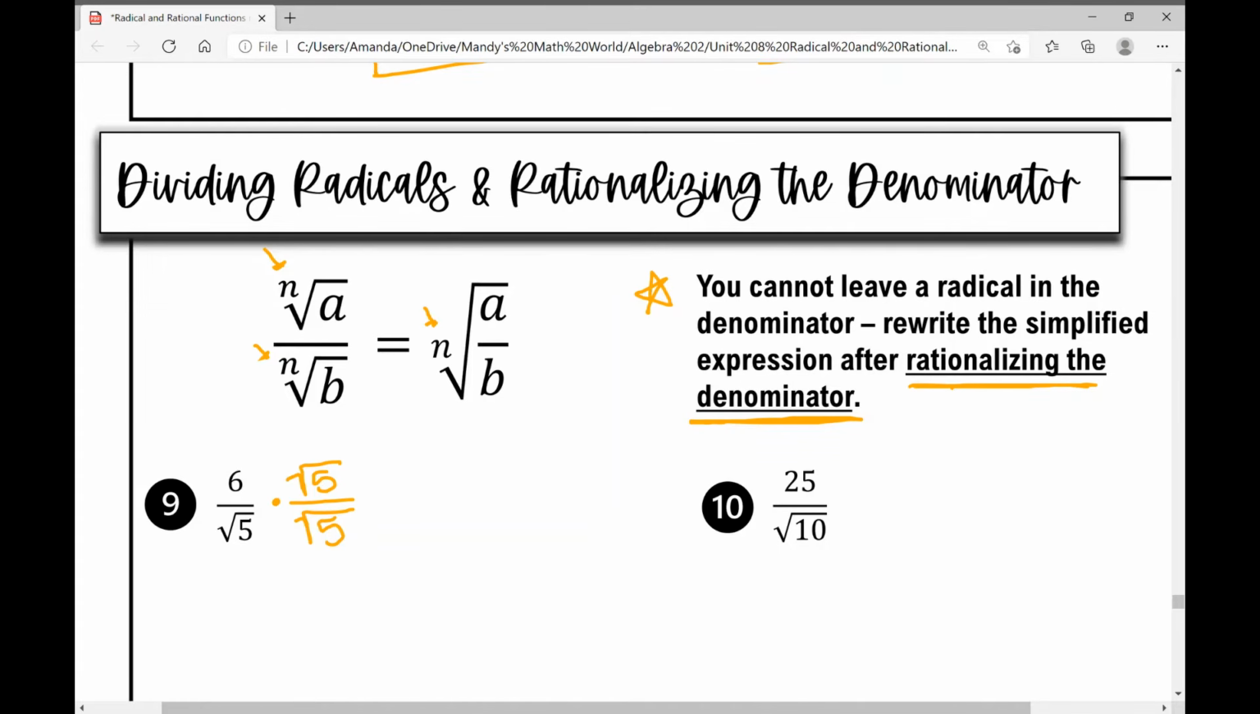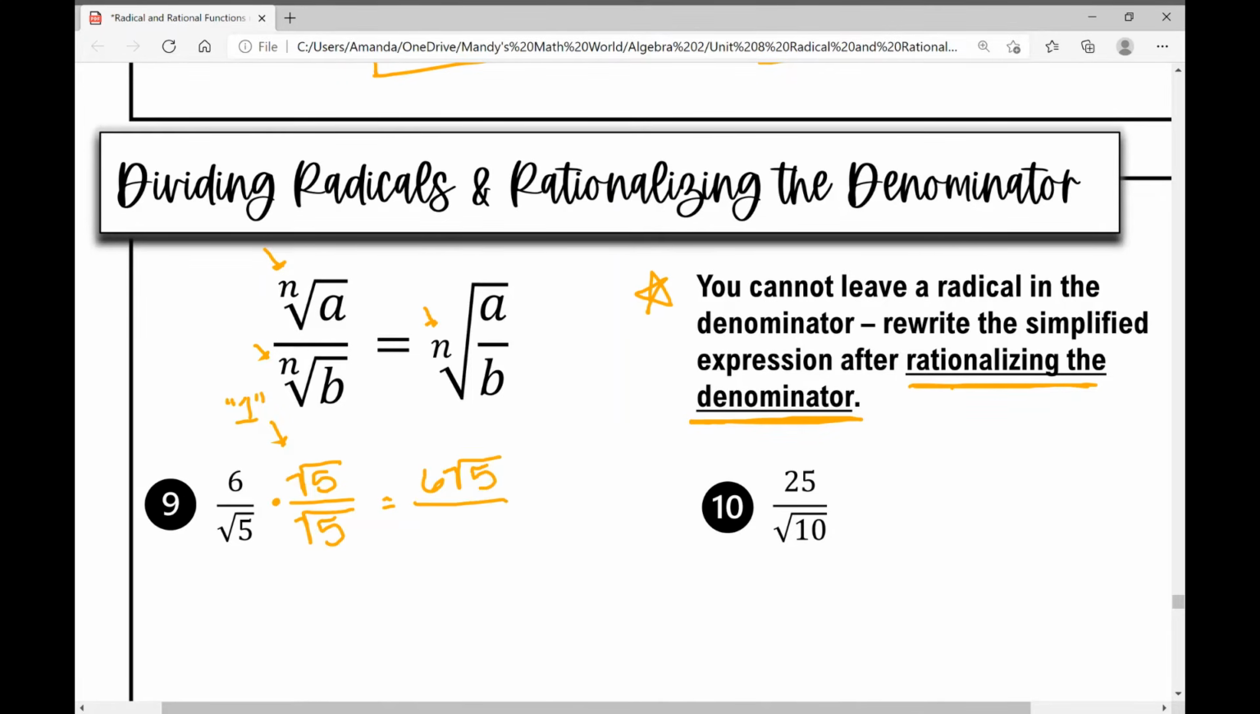Well, for one thing, I'm not changing the value of 6 divided by the square root of 5, because what am I really multiplying that fraction by? Anything divided by itself is just 1, right? So I'm just multiplying it by 1. But let's see what I get when I multiply this fraction by 1. 6 times the square root of 5, well, we just did multiplying up top. That's just 6 root 5.